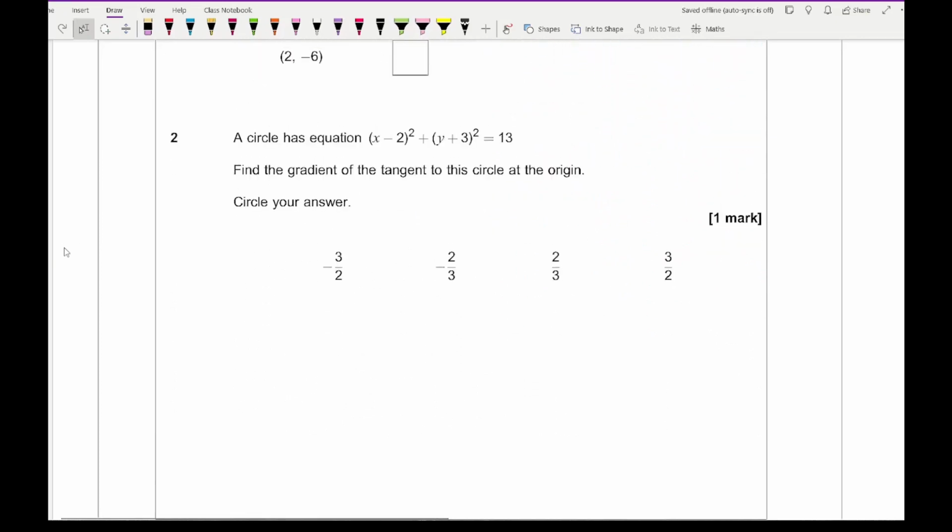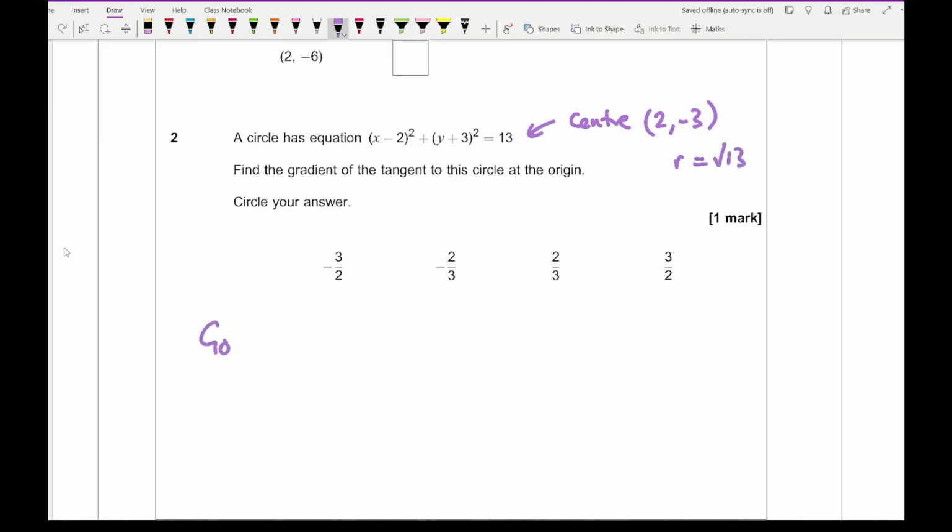Moving on to question 2, it says that a circle has the equation (x - 2) squared plus (y + 3) squared equals 13. Find the gradient of the tangent to this circle at the origin. So first things first, from this equation we can see that the centre of the circle is going to be (2, -3) with a radius of root 13.